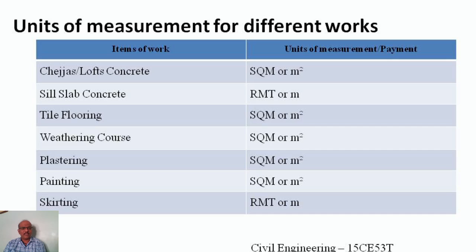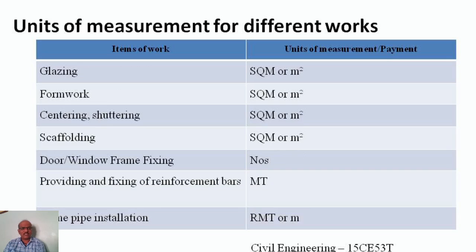Plastering and painting are measured in square meter, whereas skirting, because here the width is also specified and thickness is also specified, only the length will vary. The length is measured. In the item of skirting, only the length is measured, so the unit of measurement is running meter or meter. Like this, even the Mangalore ridge tile is also measured in running meter. Glazing work, formwork, centering, shuttering, scaffoldings are measured in square meter.